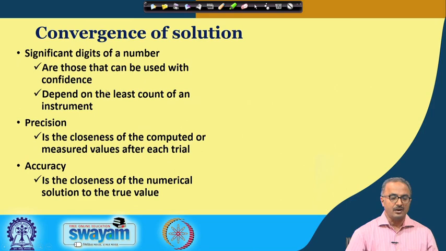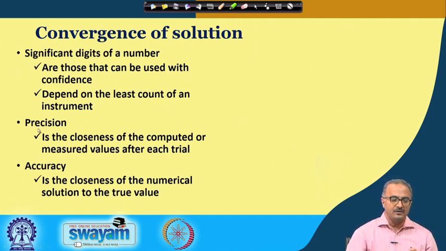Next is precision. One is precision, one is accuracy. What do we mean by precision? Precision means that whenever we are computing the values in the iteration, we should see whether each consecutive value is nearly equal or not. If after each iteration, when I am checking the closeness of the consecutive values, I find that they are very, very close, then we can say that we are approaching the precise result.